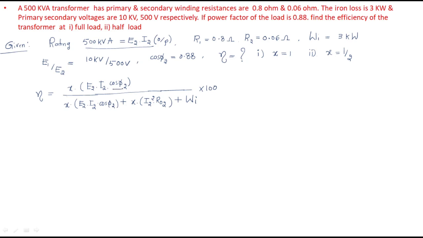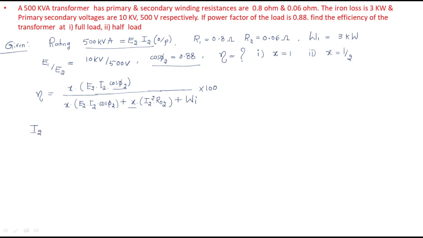And what about cos phi 2? The power factor he mentioned here is 0.88. This is also the same thing. x value is given. I2, the secondary current, we don't know. We have to find out the secondary current. So we have to find out the I2 first.